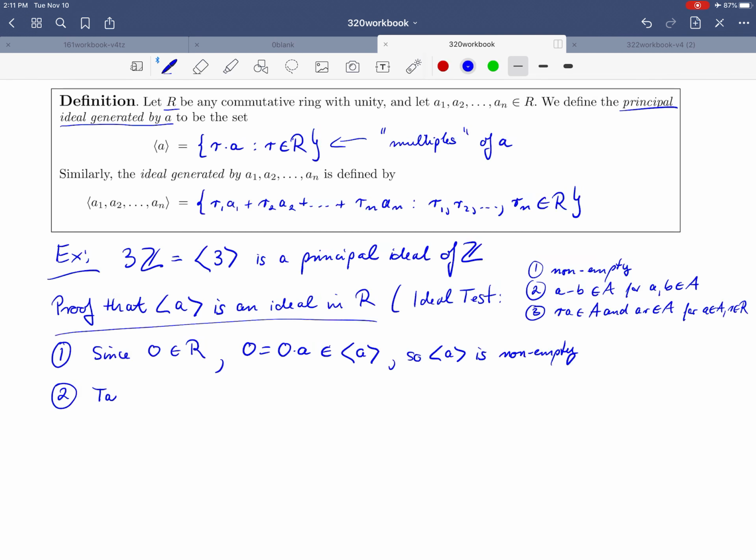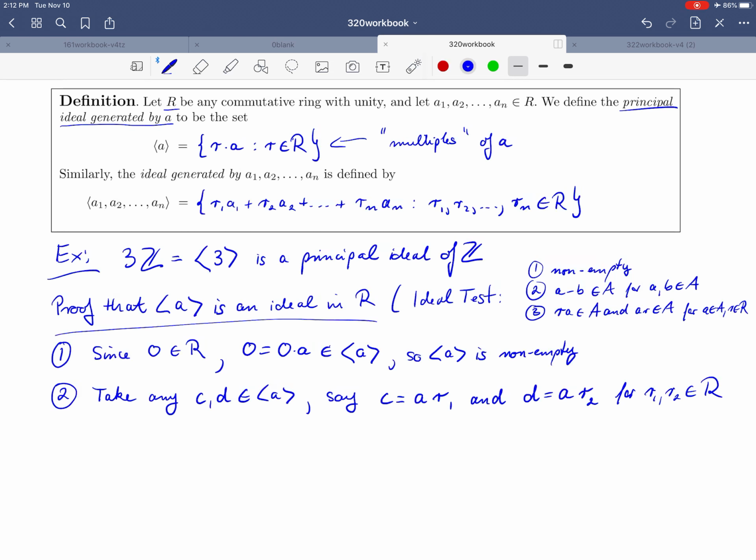Okay, so let's take two elements in our principal ideal. Let's call them C and D. Then what can we say about them? What do they look like? Well, C is equal to A times some ring element, and D is also equal to A times some other, possibly other ring element. So R1 and R2 in our ring.